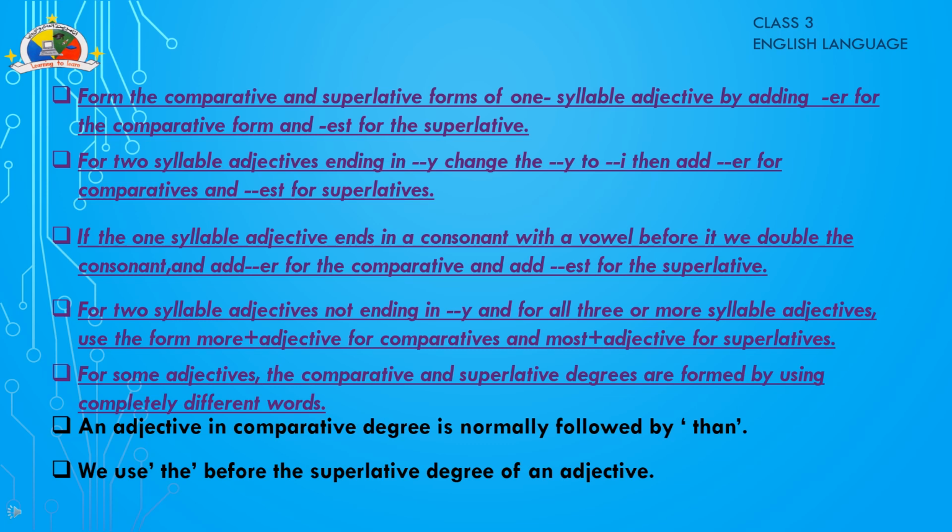For two syllable adjectives not ending in y and for all three or more syllable adjectives, use the form more plus adjective for comparatives and most plus adjective for superlatives. For some adjectives, the comparative and superlative degrees are formed by using completely different words. An adjective in comparative degree is normally followed by than. We use the before the superlative degree of an adjective.